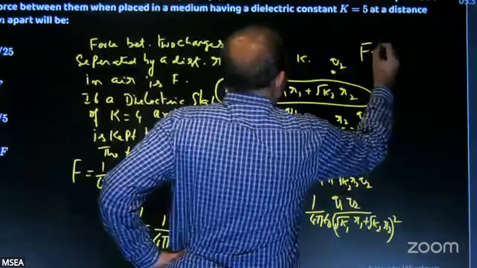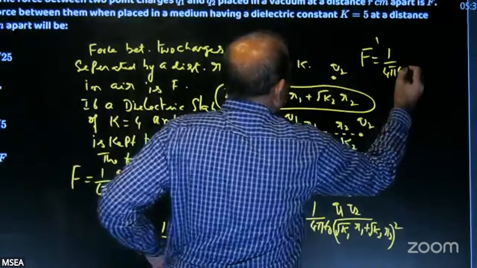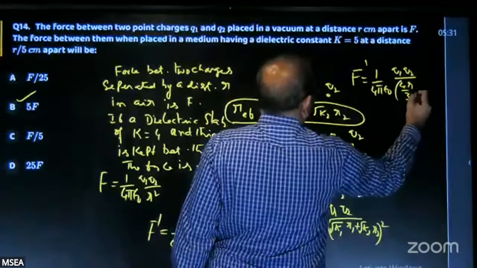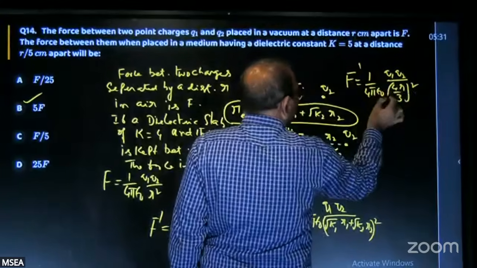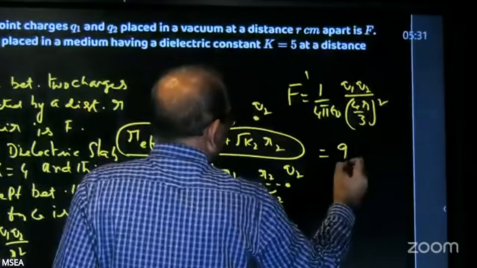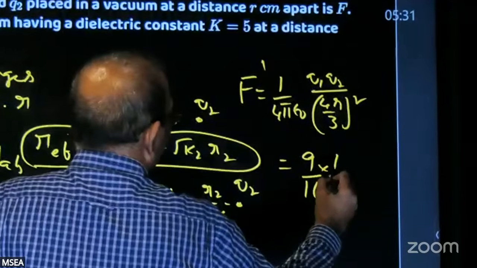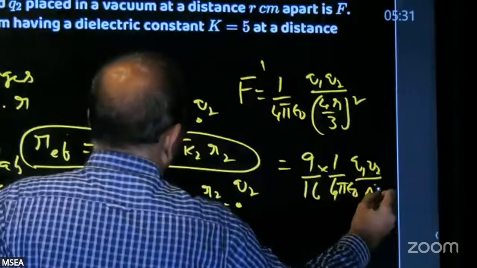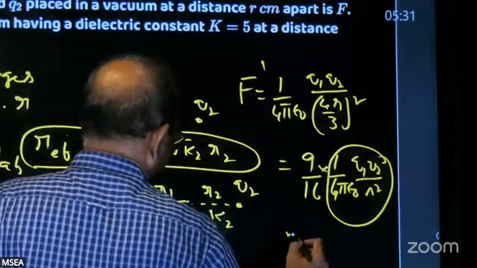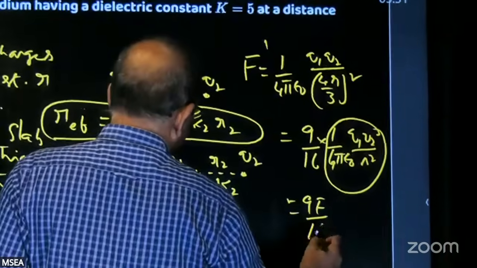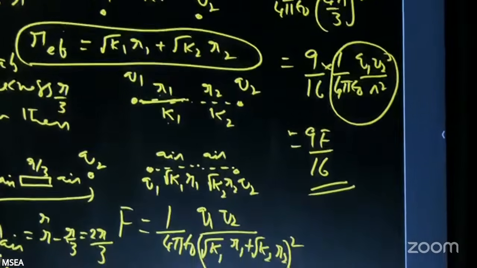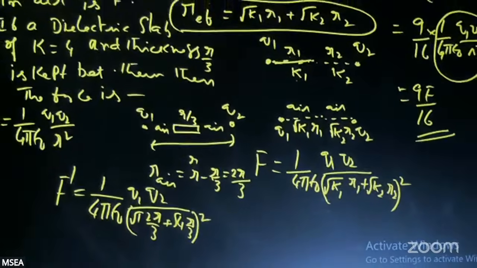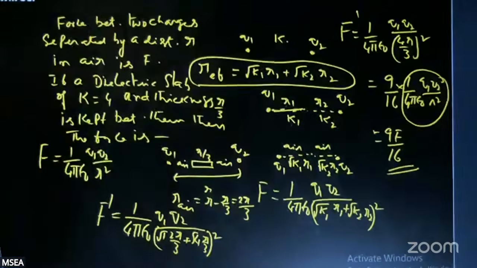So you are getting F dash equal to 1 by 4 pi epsilon naught q1 q2 by 4r by 3 whole square. This 9 will go up, 16 is there. So you are getting 9 by 16 times of 1 by 4 pi epsilon naught q1 q2 by r squared. This is the previous force F when they are in air. So it is 9F by 16, that is the answer. So like this, these are different important models on Coulomb's law. Okay, let us go to the next problem now.